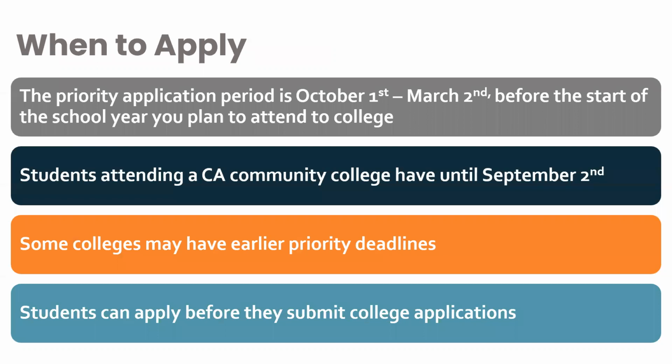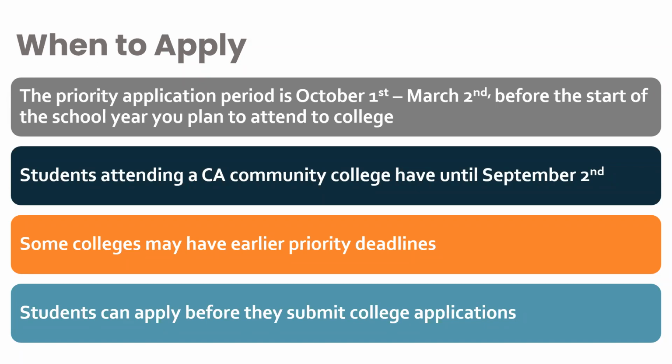So now you know the two applications. When do you apply? The priority application period is between October 1st and March 2nd, before the start of the school year that you plan to attend. So for those of you working with students right now, they would be filling out the application between October 1st, 2021 and March 2nd, 2022, if they're planning on attending school next fall, 2022. This is the priority application period.